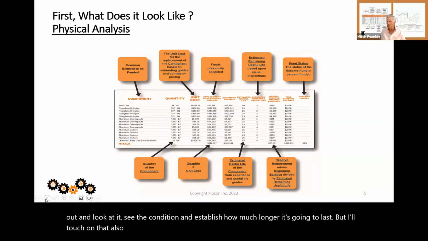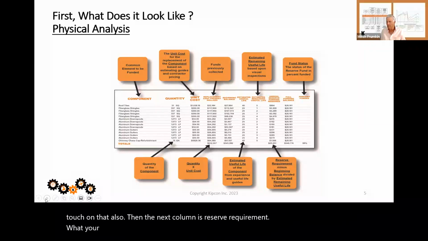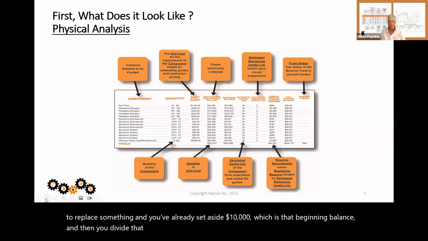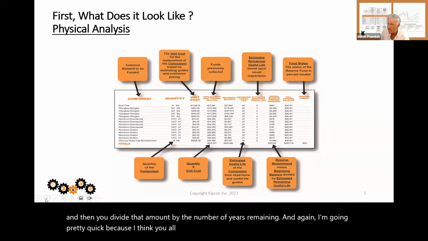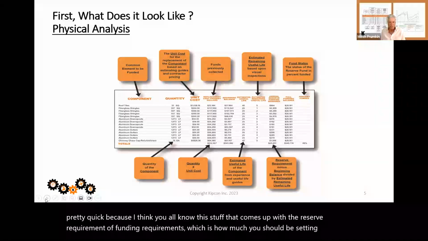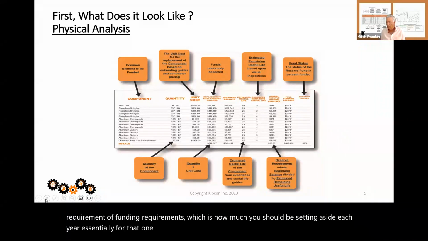Then the next column is reserve requirement. What your reserve requirement is minus the beginning balance. So if it's going to cost $100,000 to replace something, and you've already set aside $10,000, which is that beginning balance, and then you divide that amount by the number of years remaining. And again, I'm going pretty quick because I think you all know this stuff. That comes up with the reserve funding requirement, which is how much you should be setting aside each year, essentially, for that one component.